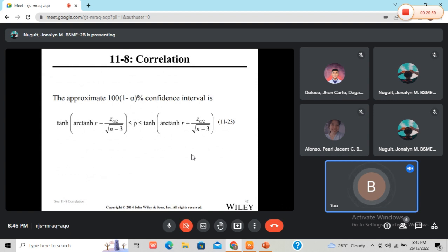Then the approximate 100 times 1 minus alpha percent confidence interval is tanh of the quantity arctanh r minus z alpha/2 over the square root of n minus 3, less than or equal to rho, less than or equal to tanh of the quantity arctanh r plus z alpha/2 over the square root of n minus 3.